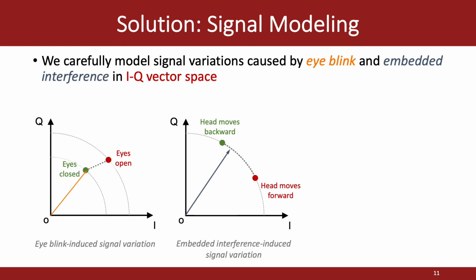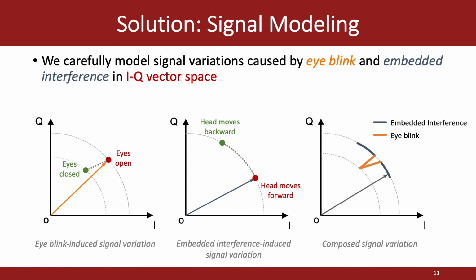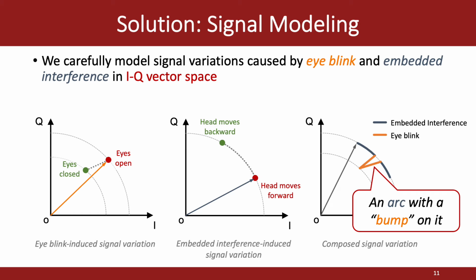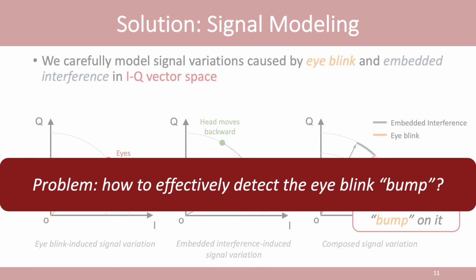As we can see from the two figures, eye blink will induce a phase plus amplitude variation, but the head movement only causes a phase change. Since these two motions always happen at the same time, the composed signal variation will be an arc with a bump on it. That is, the arc is formed by head movement, and the bump is formed by eye blink. But how to effectively detect this bump?